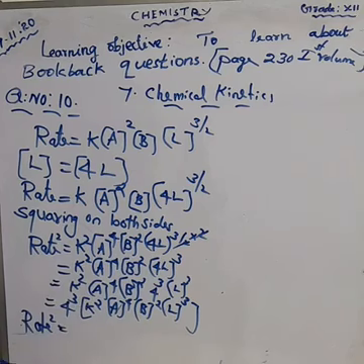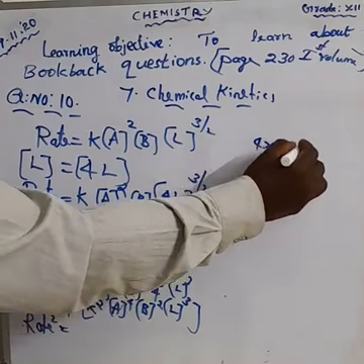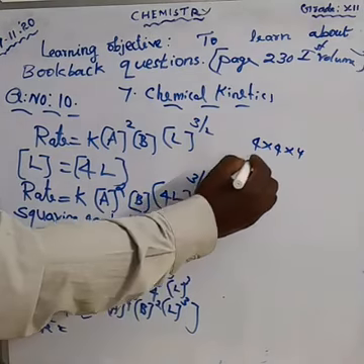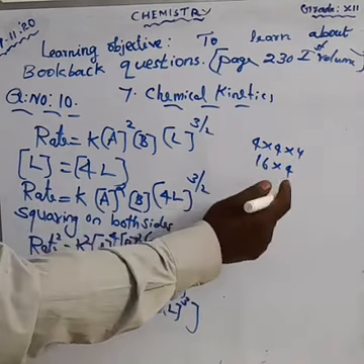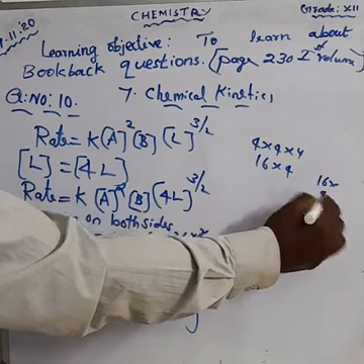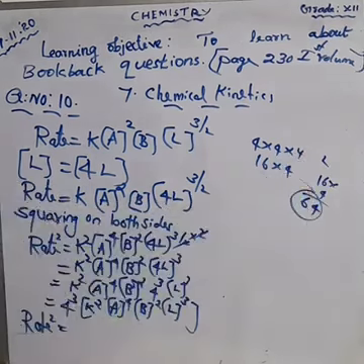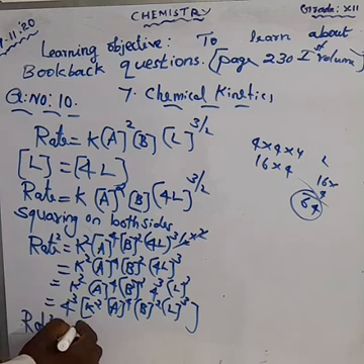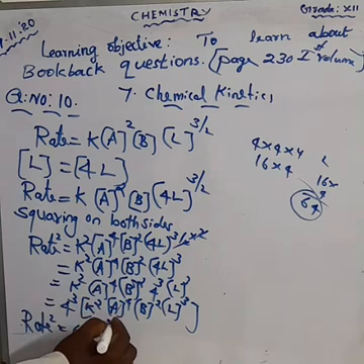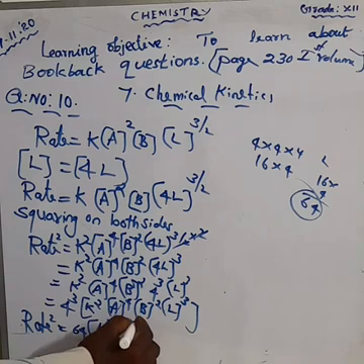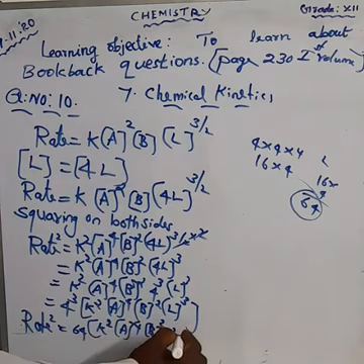What is the 4 cubed? 4 cubed, 4 into 4, okay, 4 fours are 16. Am I right? 16 into 4. So what's the answer? 16 into 4, 4 into 4 into 4, 64. Okay, 64 is the answer. So rate squared is equal to 64 k squared a raised to 4 b squared l cubed.